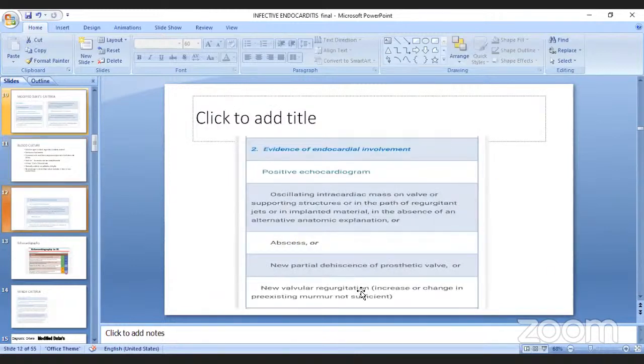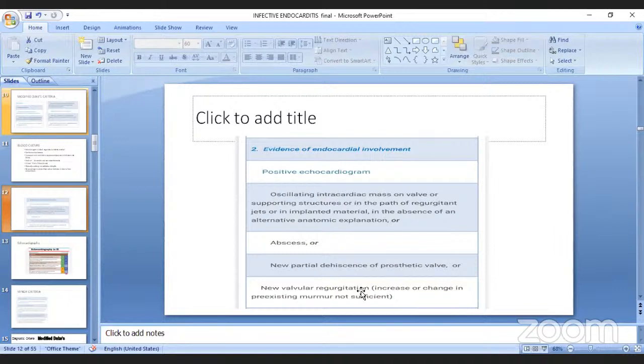Okay, then the second point was evidence of endocardial involvement, which is very easy. A positive echocardiogram: an oscillating intracardiac mass on a valve, or supporting structures, or in the path of regurgitant jets, or on implanted material, in the absence of an alternative anatomic explanation. Or an abscess. Or there is no intracardiac mass, but if you do a TEE, then you see an abscess.